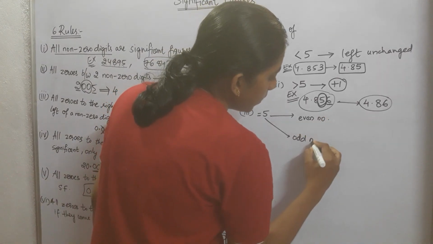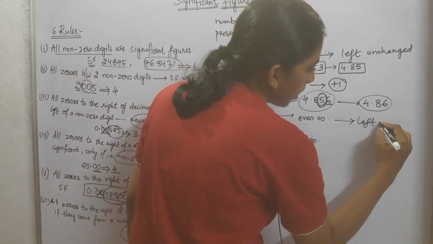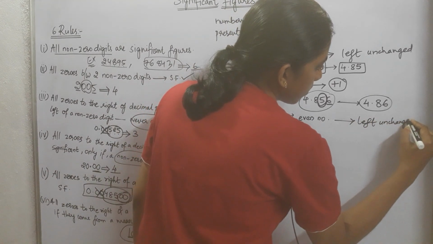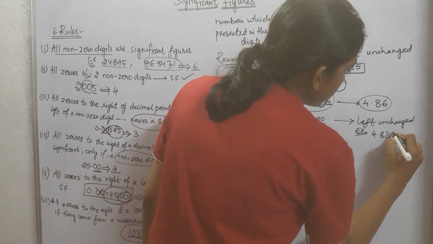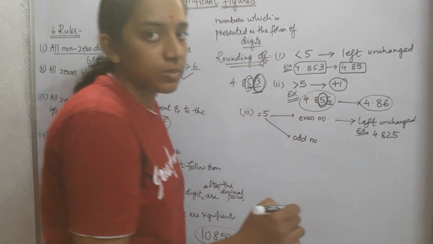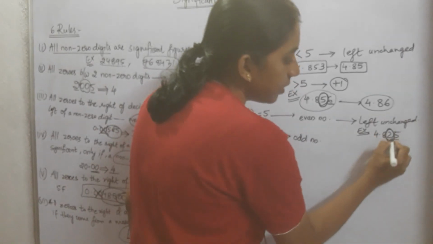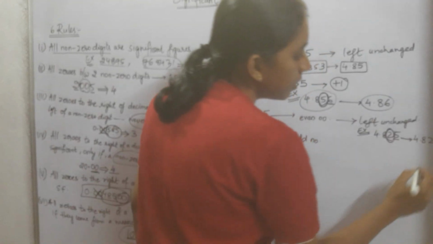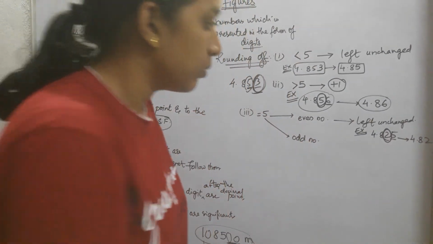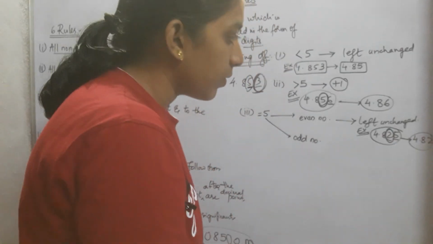If it is an even number, we have to leave it as it is. It is left unchanged. If we take an example here, say 4.825. The last digit is 5 and the before digit is an even number. So when we round it off, we will be getting 4.82. The number of significant figures here is 4. Here it became 3.